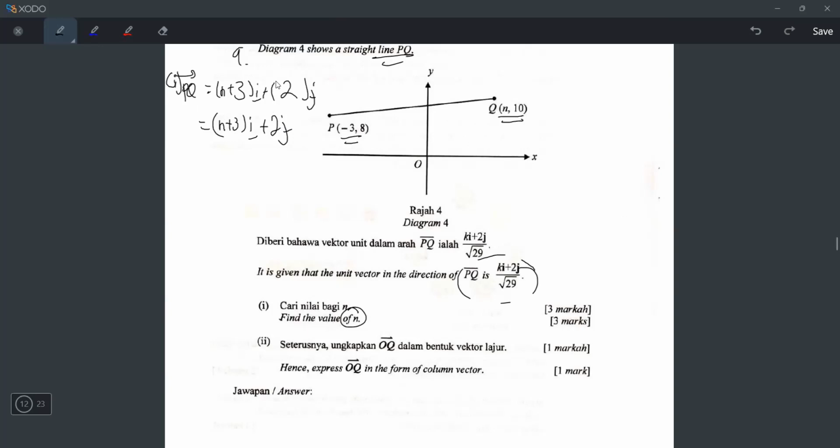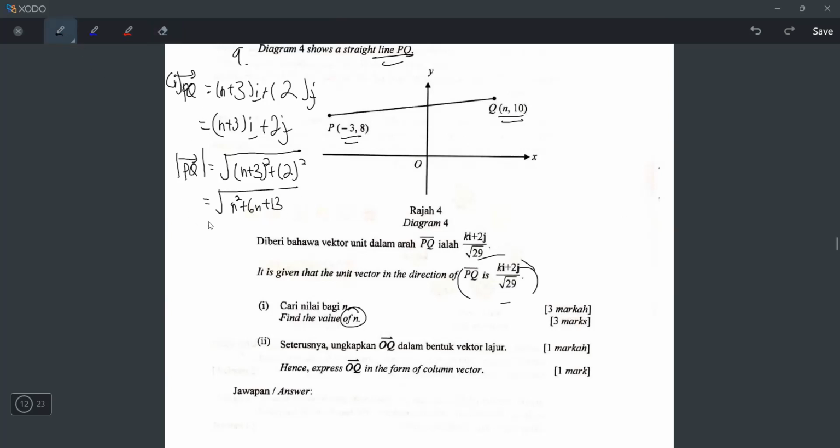But I still need the magnitude, right? So the magnitude of PQ. Why do I need the magnitude? Because I'm finding the unit vector, right? So that's why I need this. So what is the magnitude here? Square root, bracket square plus bracket square. And the bracket here will be n plus 3, the bracket here will be 2. So you will end up with n square plus 6n plus 9 plus 4, which is plus 13. So erase this whole thing and write plus 13.